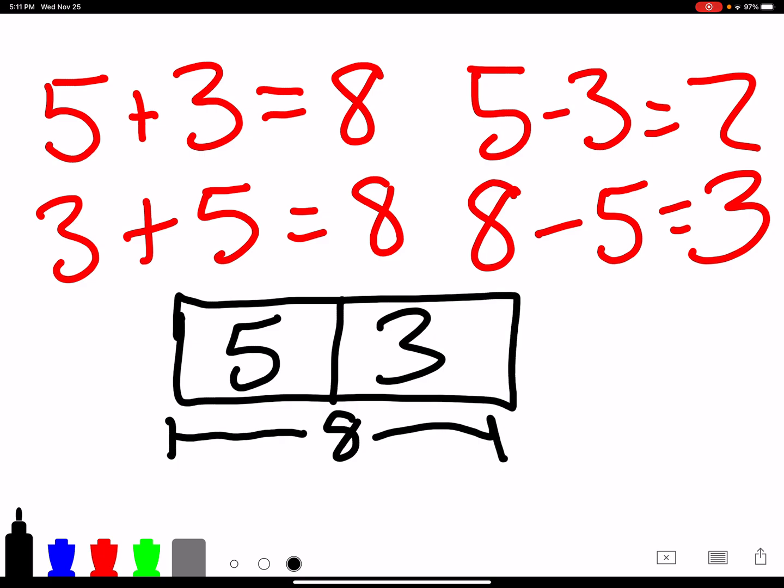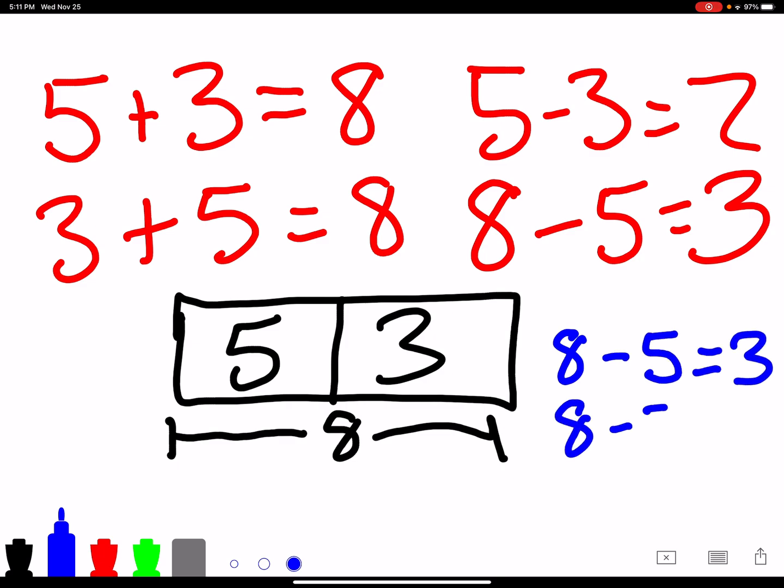Now you have above, remember for these subtraction equations, we're always going to write our whole first in the subtraction equation. So if we want to write our examples down below, 8 minus 5 equals 3. And then 8 minus 3, because it's our other part, equals our other part, which is 5. So 8 minus 5 equals 3, and then 8 minus 3 equals 5. Those would be the subtraction equation problems for this part-whole model. And we know our addition equation problems are correct.